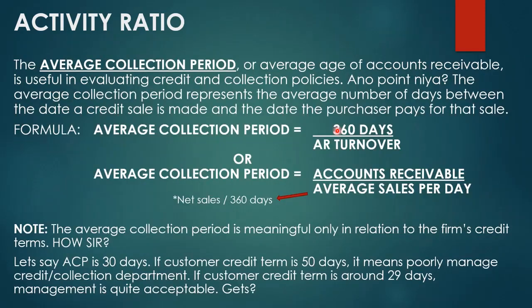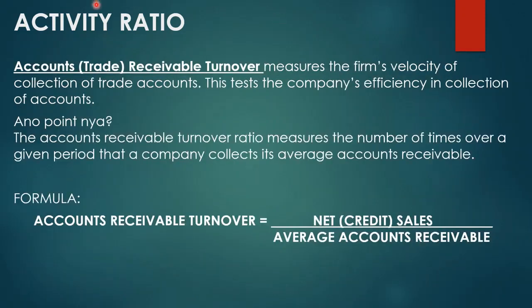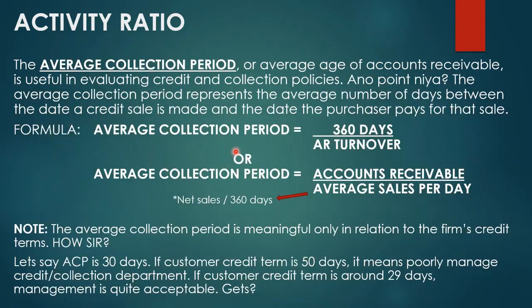Now, for the average collection period, you translate that into days. It shows how many days before the company collects the accounts receivable from the date of sale, between the date the credit sale is made and the date the purchaser pays for that sale. Let me repeat: accounts receivable turnover shows the velocity, or how many times the company collects its accounts receivable within the given period. And with that, you translate it into days, to show how long, in terms of days, before the company collects the accounts receivable. Basically, the number of days between the date the credit sale is made and the date the purchaser pays for that sale.